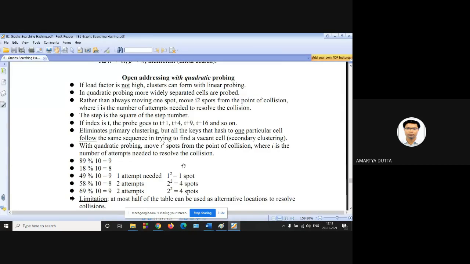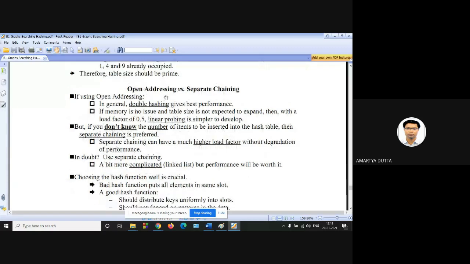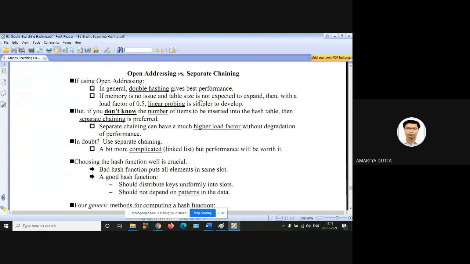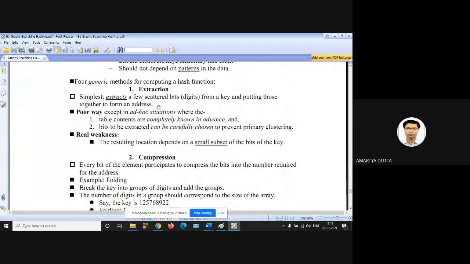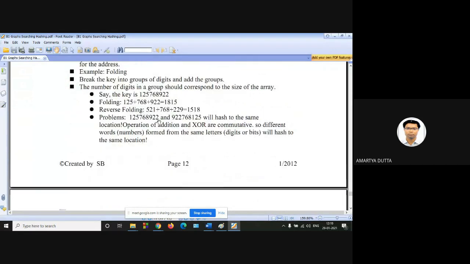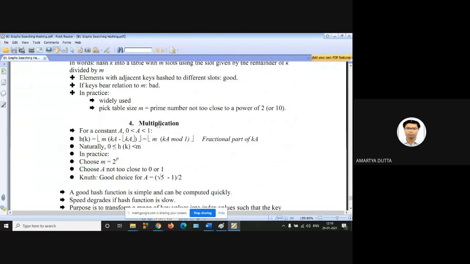Now, open addressing versus separate chaining. These are some basic differences between open addressing and separate chaining. I will provide these notes, and these are some hash function generation techniques, that is extraction, completion, division method, multiplication method. These are very easy methods, you can read this and get the idea.